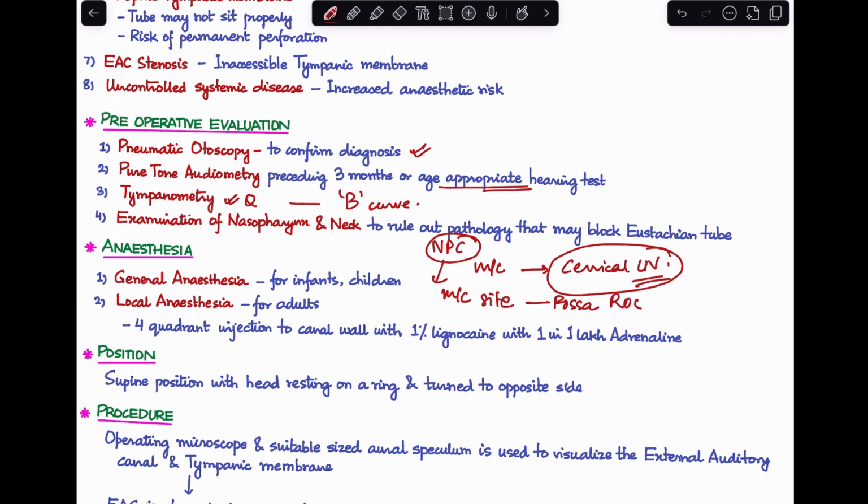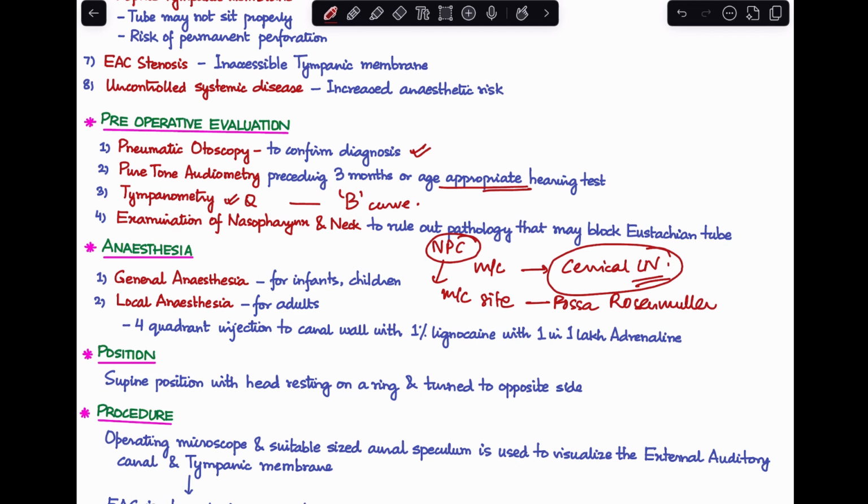Nasopharyngeal carcinoma can also cause eustachian tube block because the most common site of development of nasopharyngeal carcinoma is the fossa of Rosenmüller. Now, the fossa of Rosenmüller is located just posterior and superior to the opening of the eustachian tube, which lies in the lateral wall of the nasopharynx. So, therefore, a mass in that region can end up blocking the eustachian tube, leading to eustachian tube dysfunction, as a result of which you can end up developing serous otitis media in these cases.